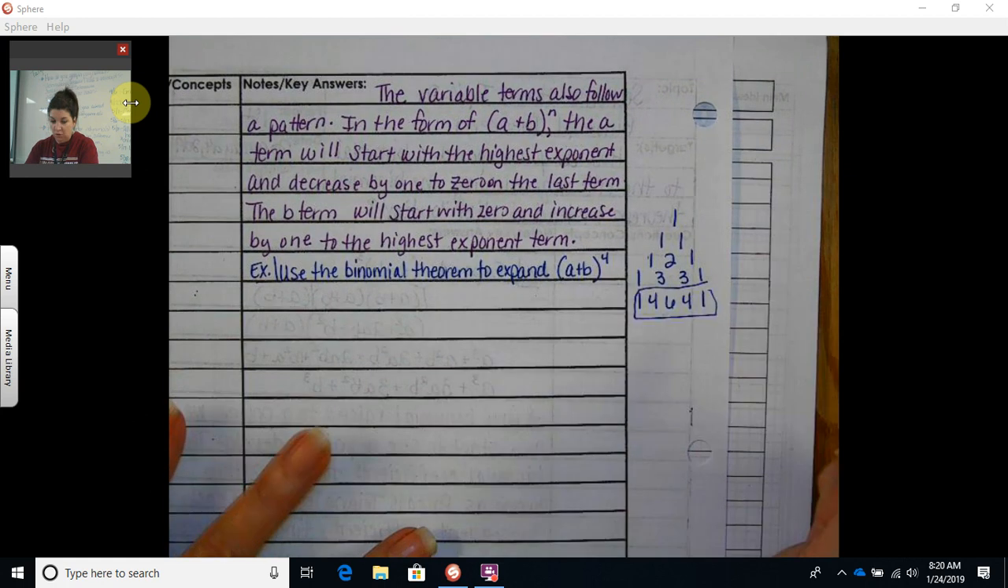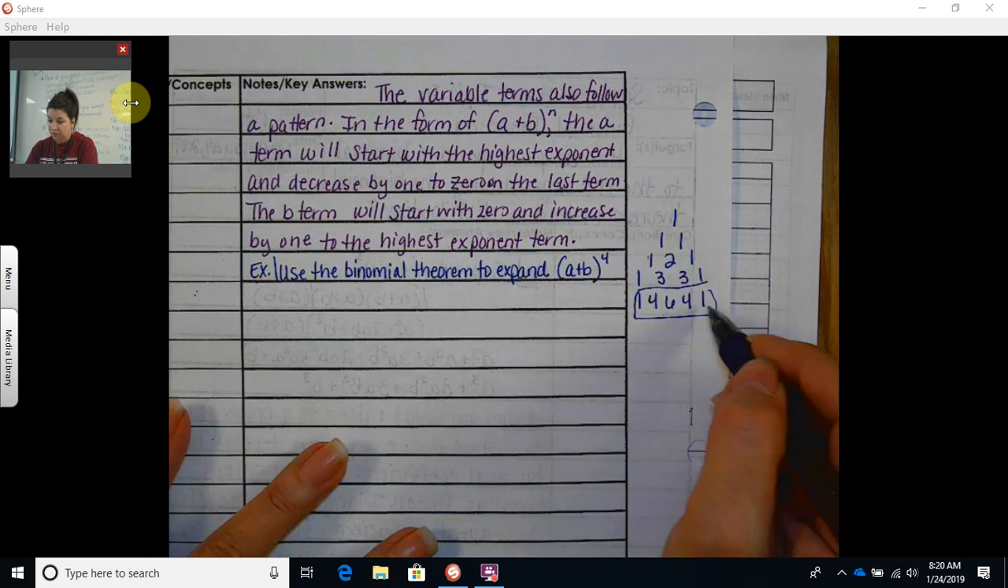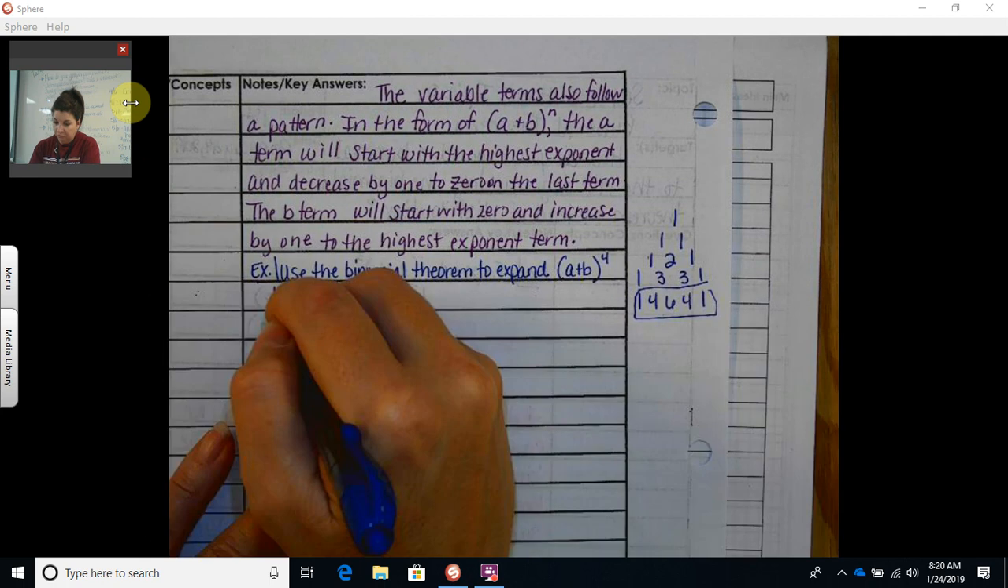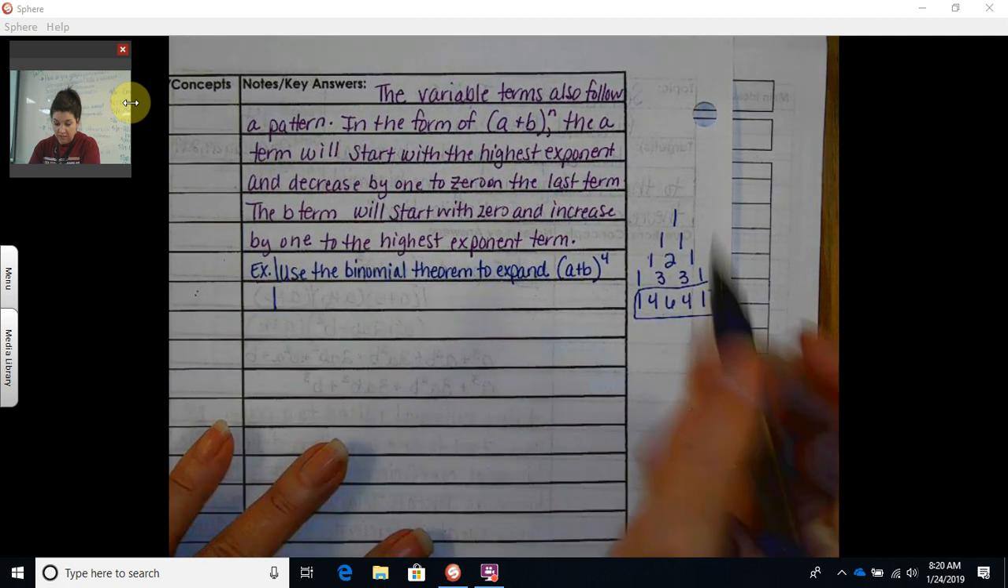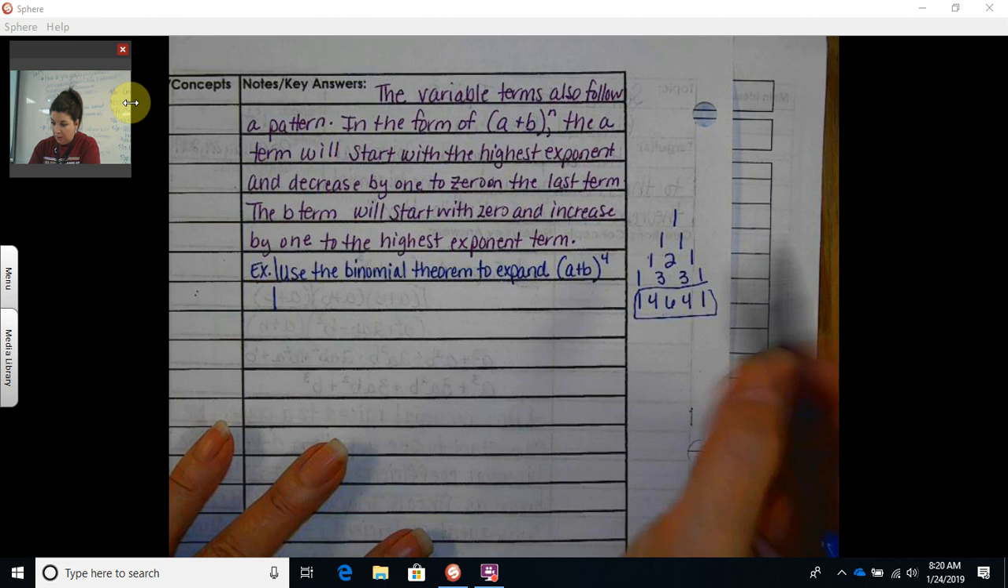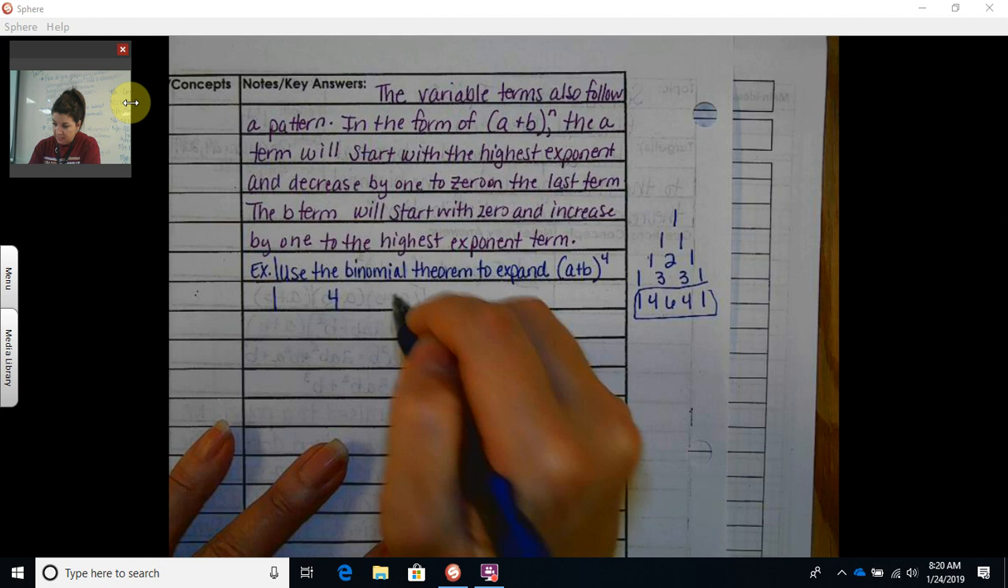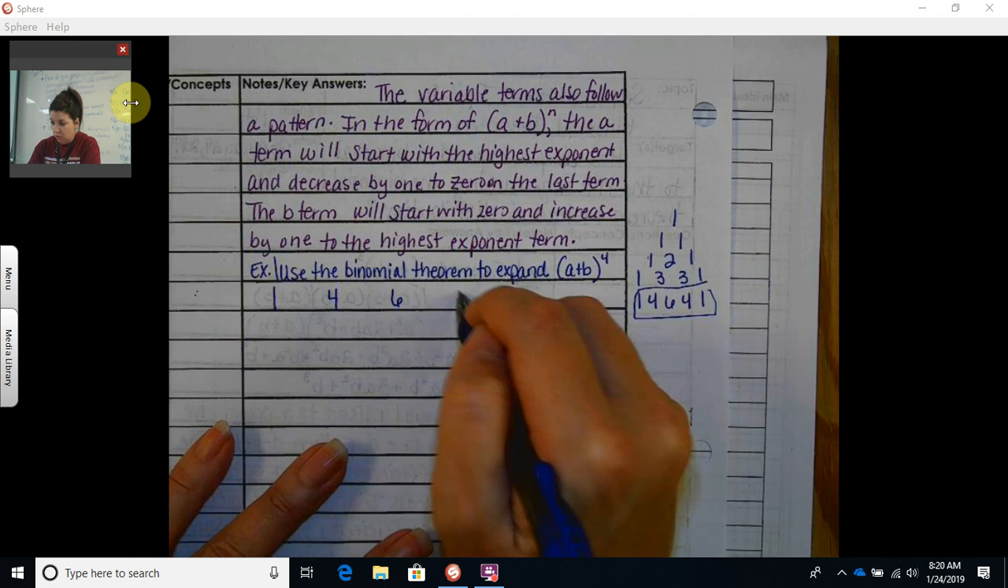I like to give myself enough room. I always start with the coefficients. So I've got 1, and this is plus, everything's going to be a plus, 1, 4, 6, 4, 1. Give yourself plenty of space.